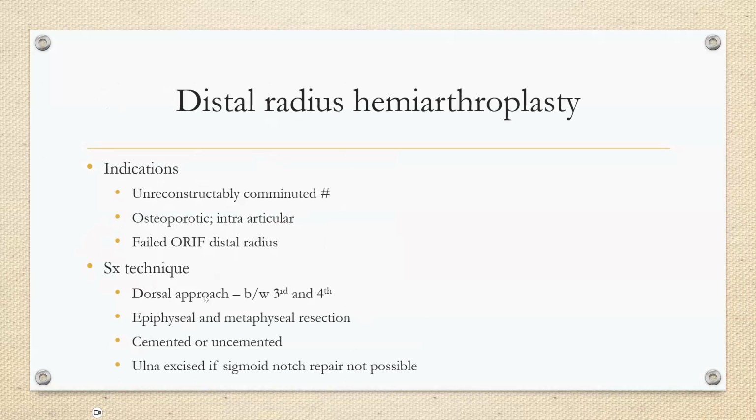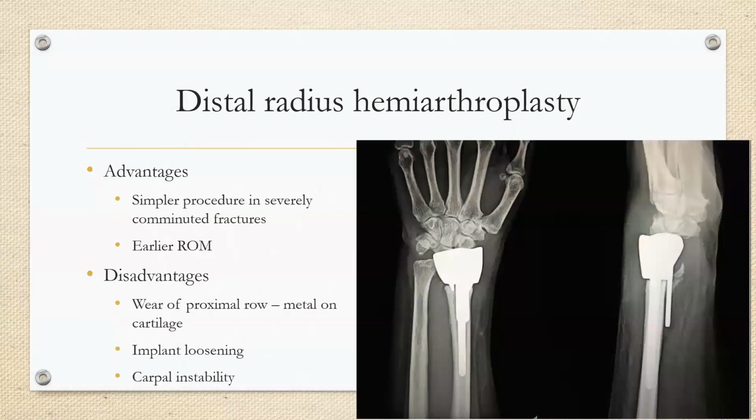Surgical technique is similar to the conventional dorsal approach between the third and fourth compartments. The epiphyseal metaphyseal fragment is resected, the canal is prepared, and either a cemented or uncemented implant is used. If the ulna is not able to contour onto the hemiarthroplasty implant, a resection of the ulna is recommended. The primary advantage is a simpler procedure in severely comminuted fractures, and hence it allows for early stability and early ROM.